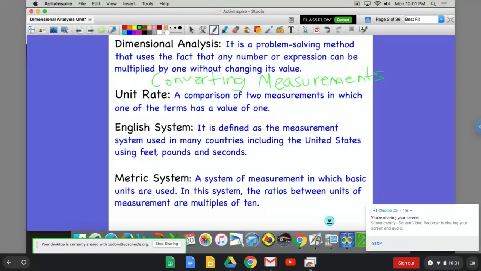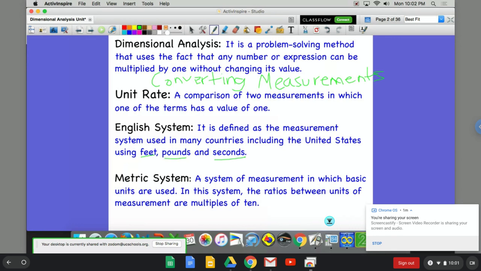But in order to do that, we have to compare unit rates, which is a comparison of two measurements in which one of the terms has a value of 1. And then the two systems that we are going to be converting between is the English system and the metric system. Now, the English system is the one that the United States uses, and we are going to measure things in feet, pounds, and seconds, or those are the basic units. So feet is going to measure length, pounds is weight, and seconds is time.